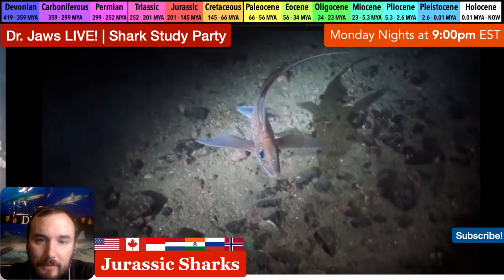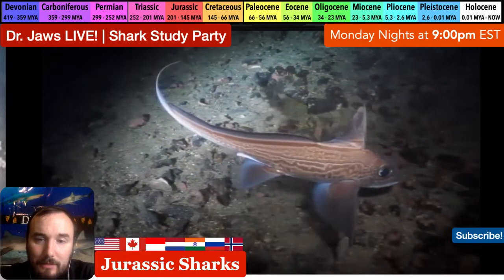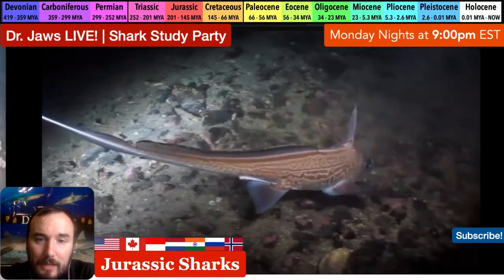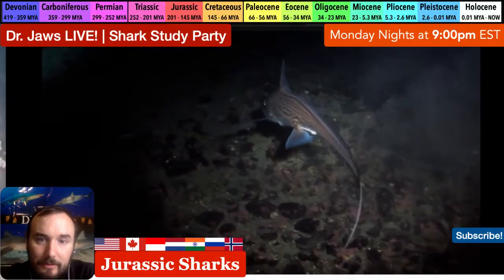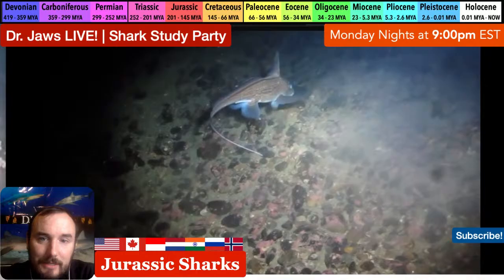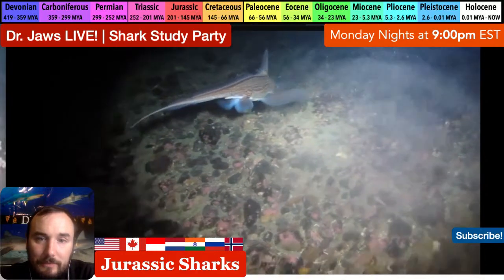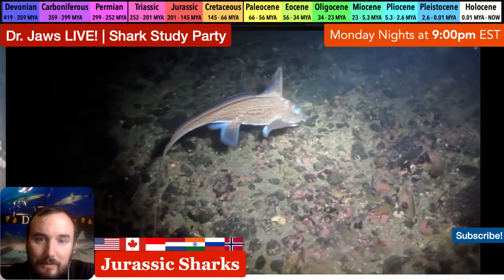There we go. So this is actually a great view of how chimeras move, and it's kind of cool to compare this with the Iniopterygians, the ancient Jurassic flying sharks, where you can see how well this chimera can articulate its pectoral fins and how large they are. To compare that with the flying sharks is kind of cool.